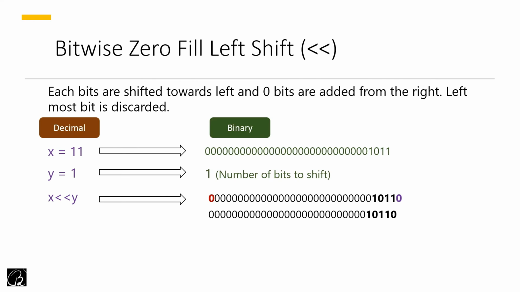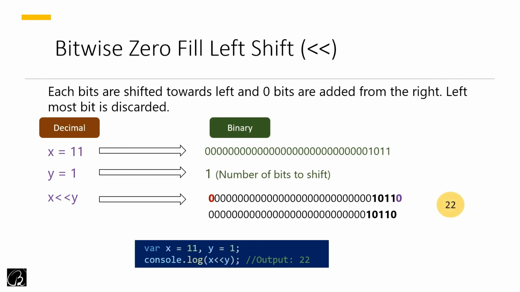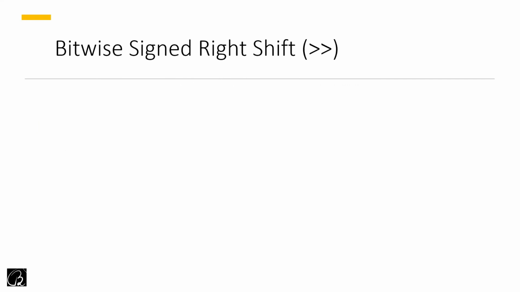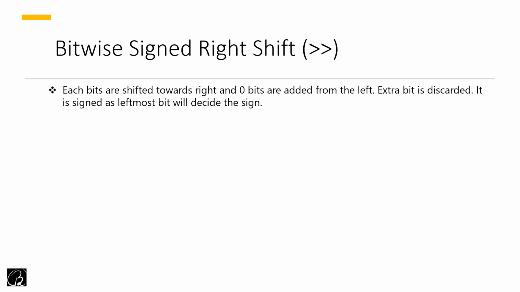At the end we'll be having 10110. This 0 is added because of left shift. So if I try to convert it into decimal, we'll be getting something like 22. That is the output. Similarly, we are having something like bitwise signed right shift, that is double greater than. It is just opposite to what we have seen just now.